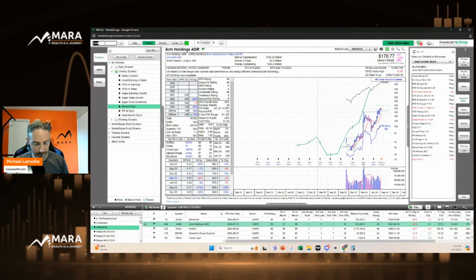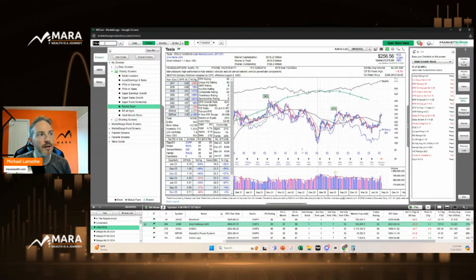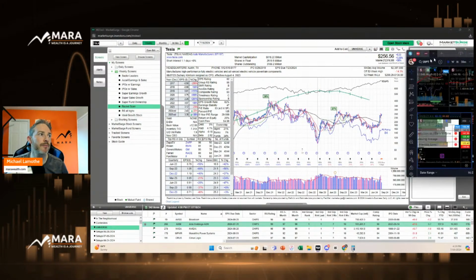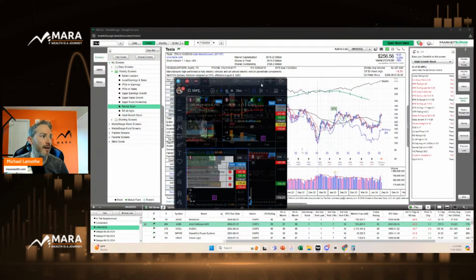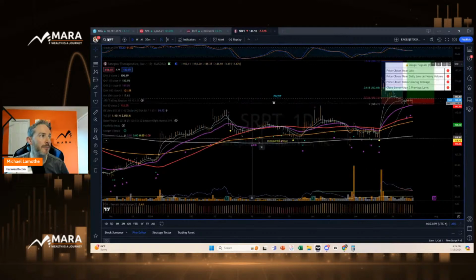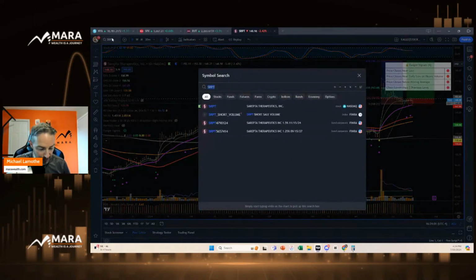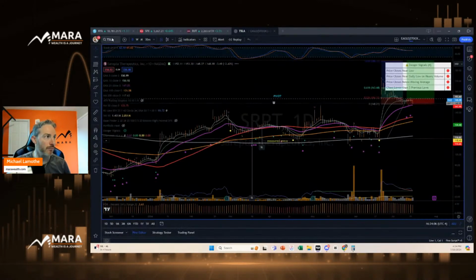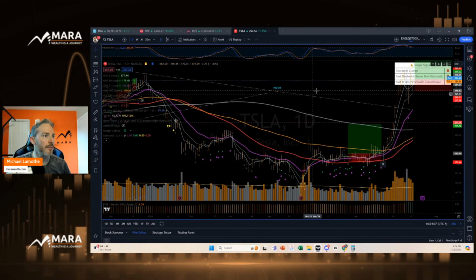Tesla. Is Tesla setting up in a high tight flag? It's super close to having that 100% run up in 8 weeks or less. So I'm going to take TradingView and bring TradingView over. I like TradingView a bit better than the other one for looking at charts. Yeah, so here's Tesla.